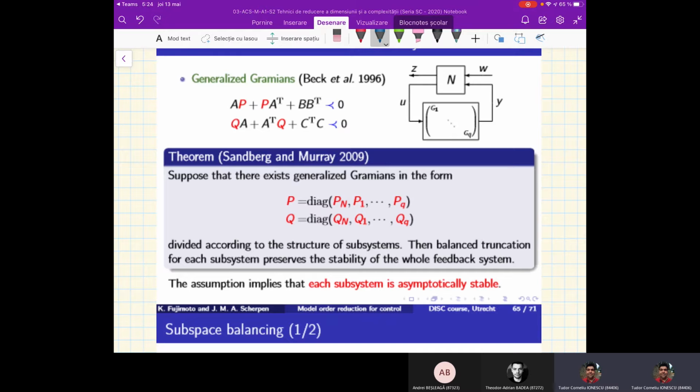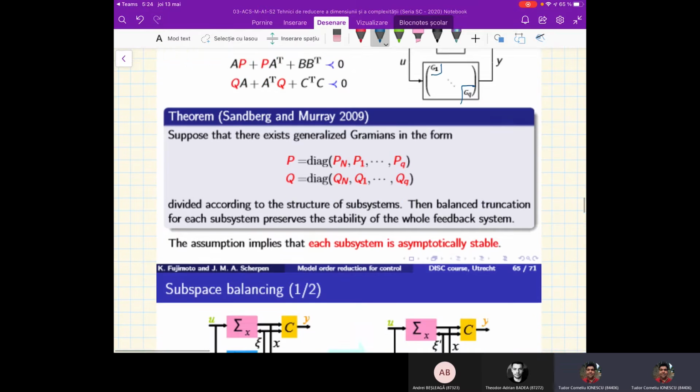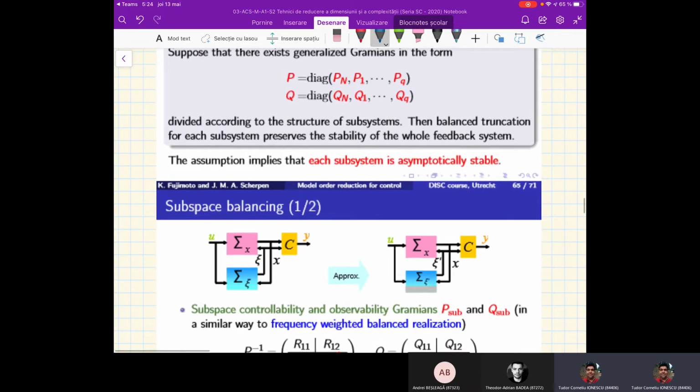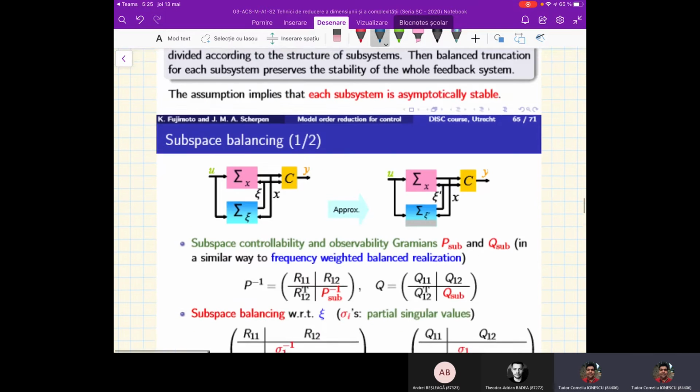So reducing each of these quantities preserves the stability of the entire feedback system. Of course, we imply that each subsystem is asymptotically stable if we want to have that.